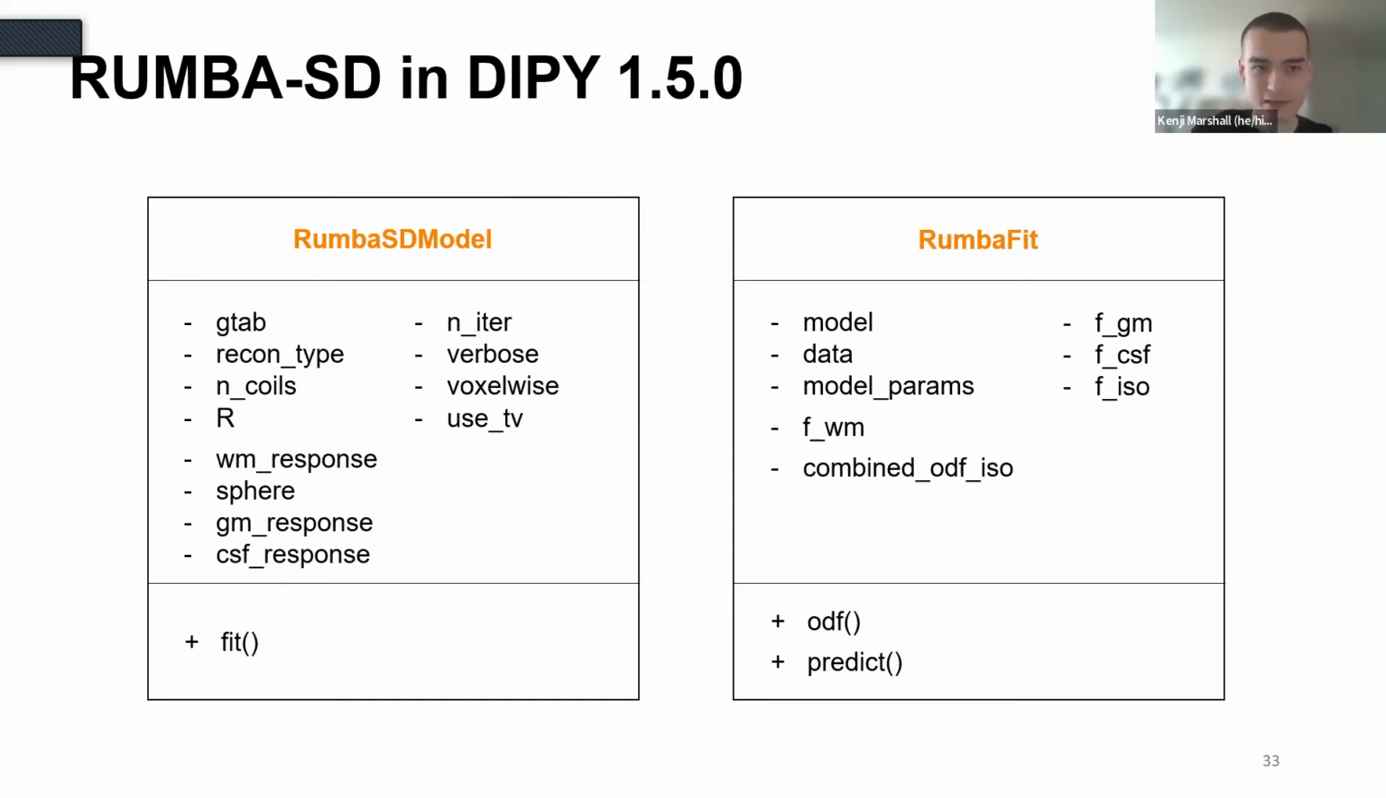So in DiPy, RUMBA comes in the form of two classes, which have been added to the reconst.rumba module. There's the RUMBA-SD Model class. This is what you'll primarily interact with. And this is what you parameterize with all this information about the response and your data and the optimization, and where you call the fit method. The Rumba fit is a class, an object that you use to access all the information provided by the fit, so the FODF and your various volume fractions. And I will go through these class diagrams systematically to make sure that we all understand all of the parameters, all of the attributes in both objects.